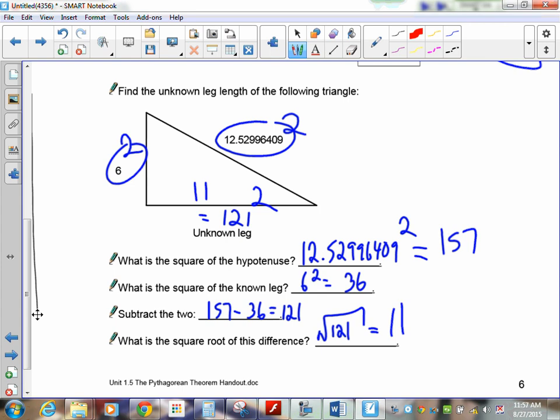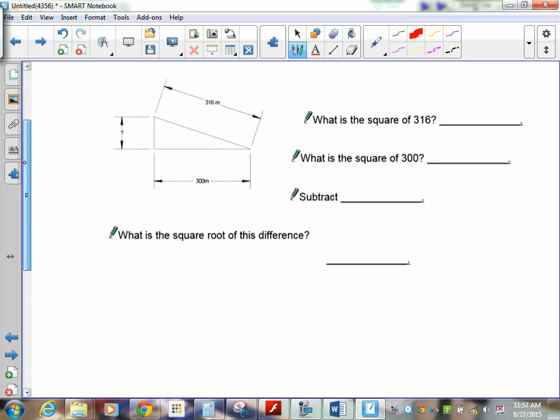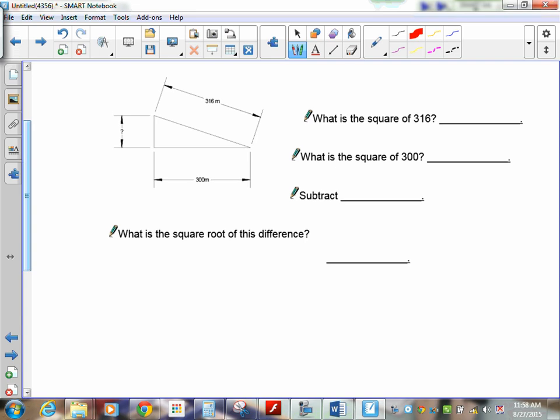Okay, so when you find the hypotenuse, you add. When you find the leg, you subtract. All right, here we go. Here's an example for you to try. So using the last one as an example, find the length of the leg. Pause the recording and do it, please.